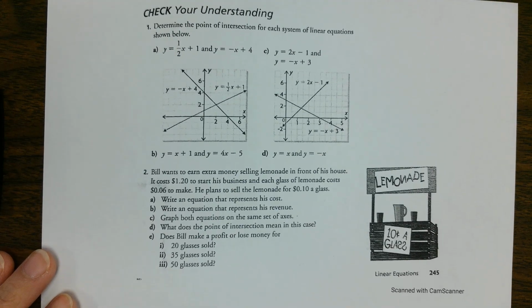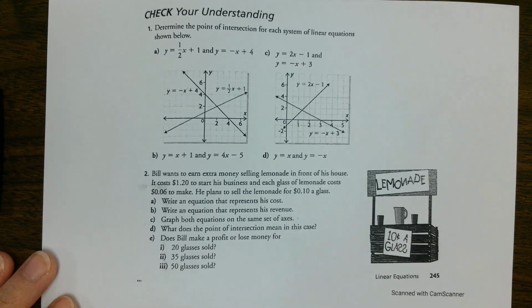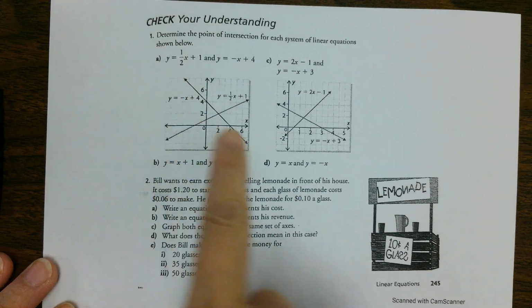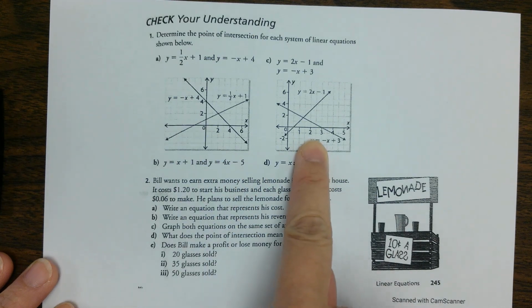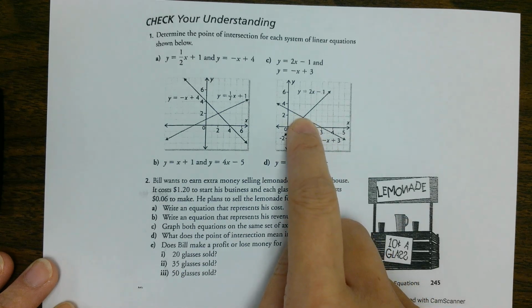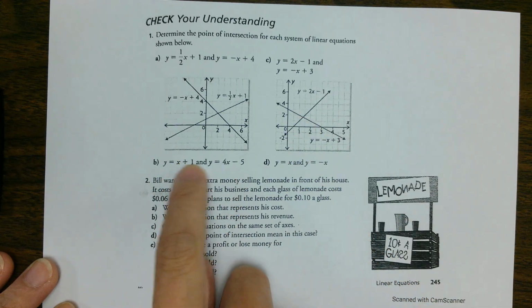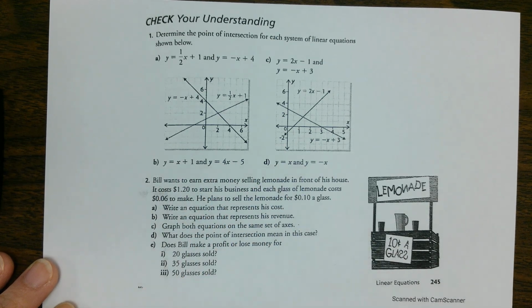Okay, determine the point of intersection for each system of linear equations shown below. Okay, so for number 1, again, for all of these, you're only basing it on a graph. So here, just reading off the graph, what's the point of intersection? This one, what is the point of intersection? This one, you can either graph it by hand or use Desmos to help, and then tell me what the intersection is. Same thing here.